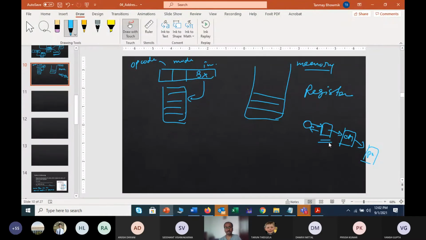So once a register is mentioned in your instruction, it will directly search for this register location in the set of registers where the BX register has been stored. Maybe there are registers like AX, BX, CX, DX, whatever, all stored there. Once it is matched, it will get the operand from here.